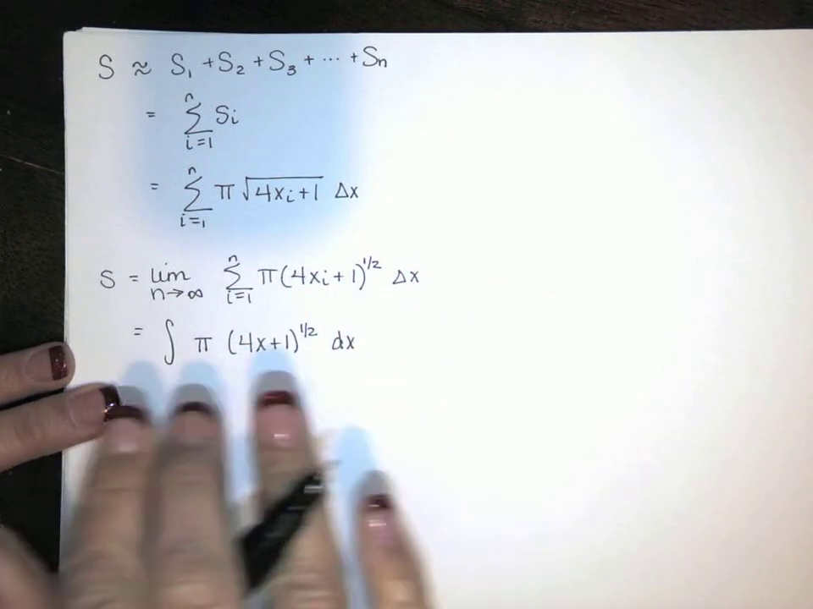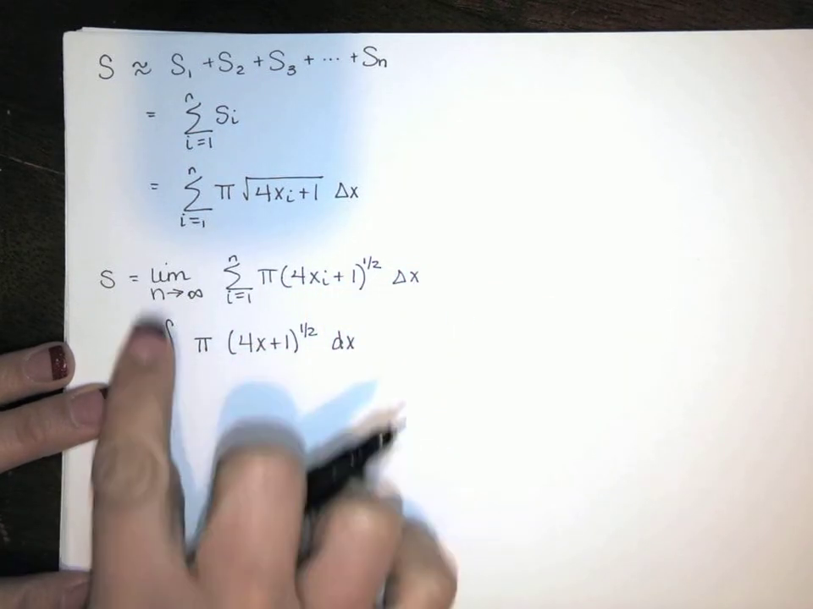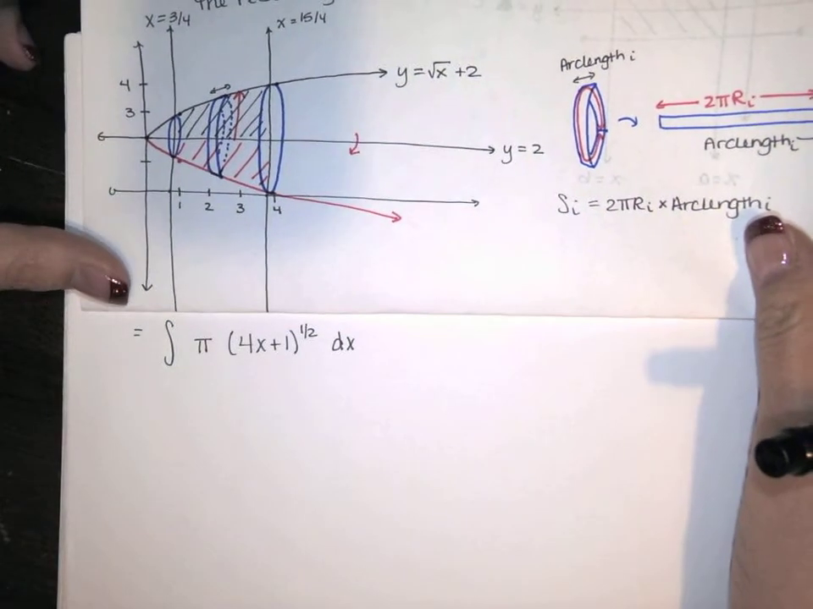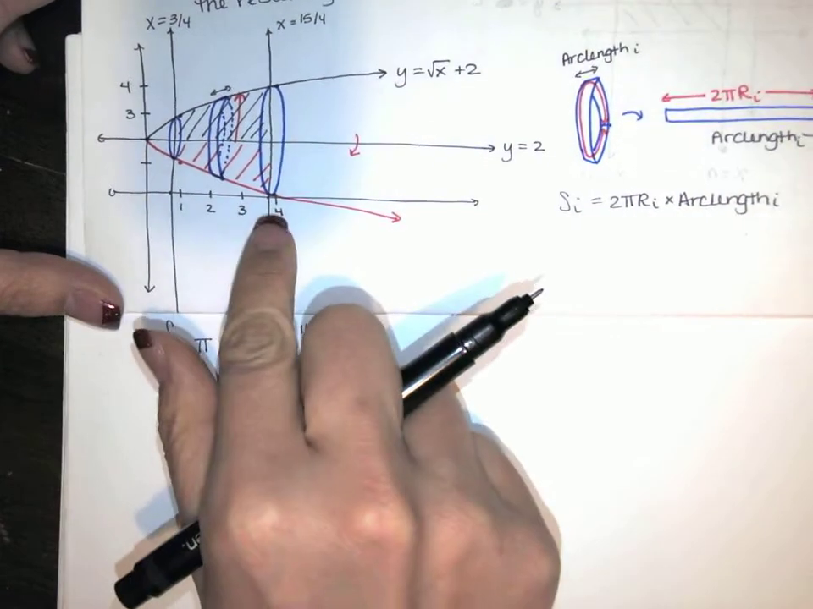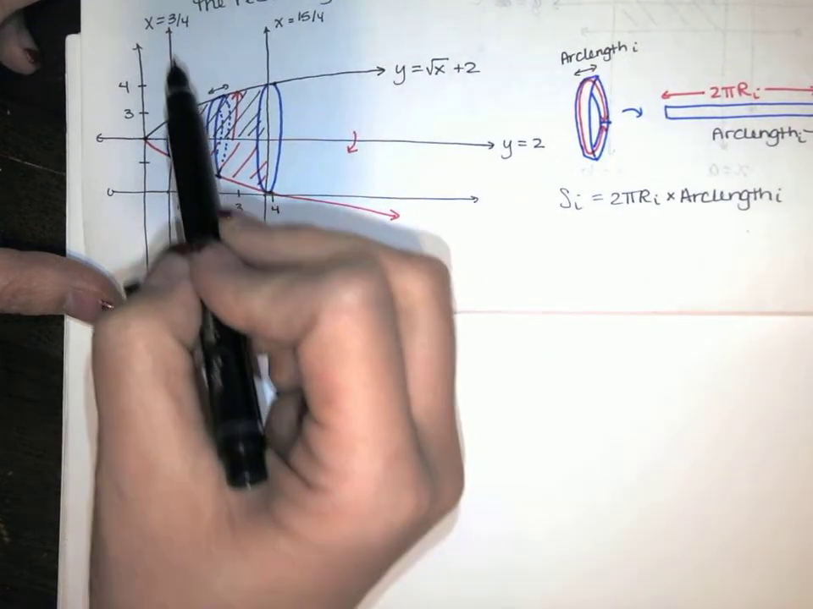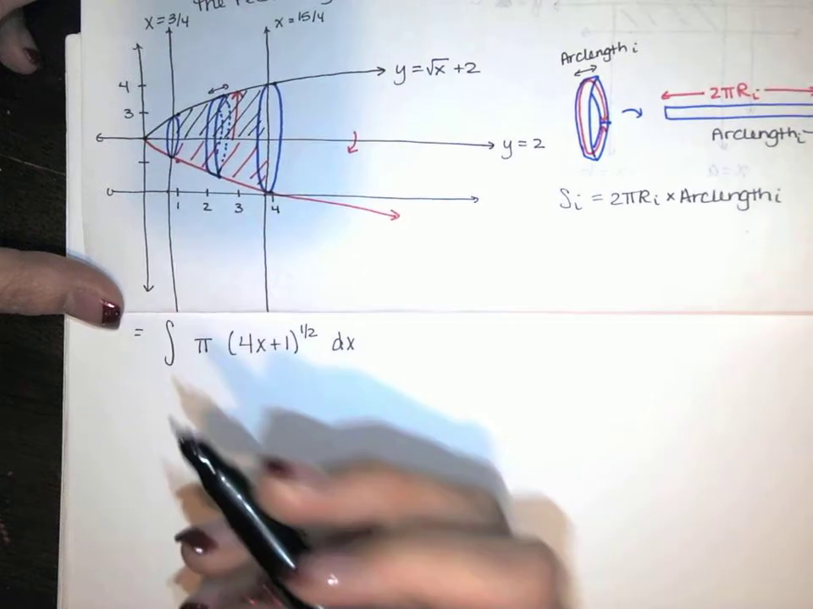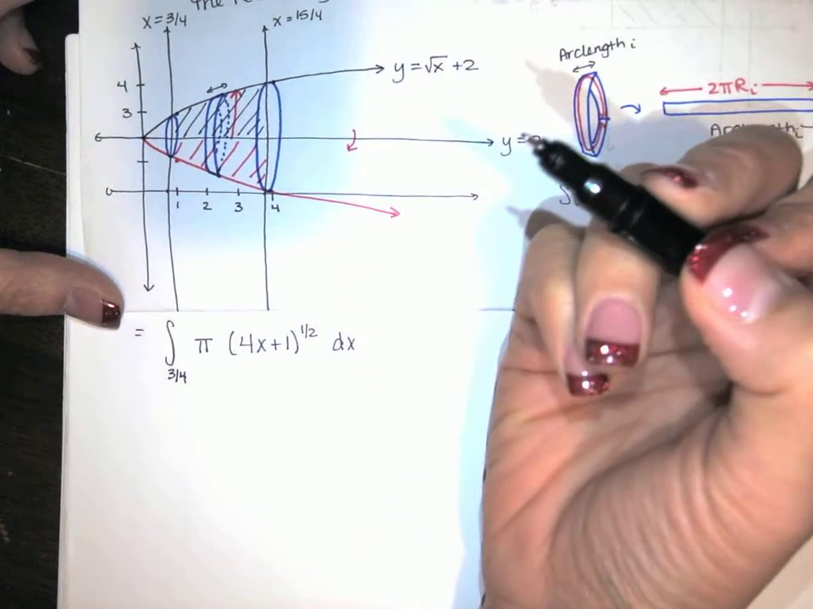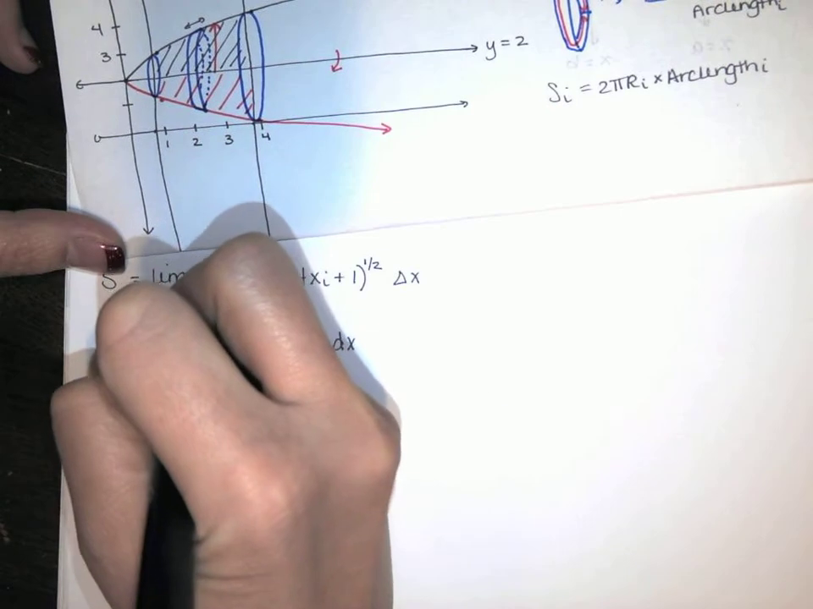Now this is a function, this is not a surface area. If I want a surface area, I need bounds. To find our bounds, we go back to our picture and look at where x starts and where x stops. Now it looks like 1 and 4, but that's not exactly right. x started at 3/4 and x ended at 15/4.